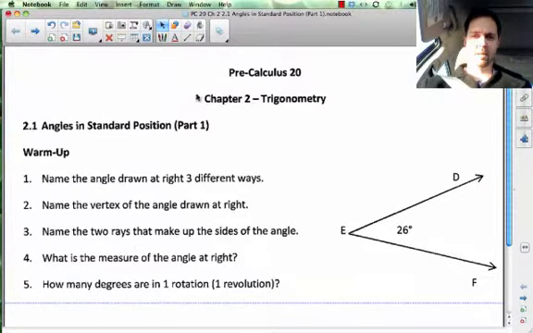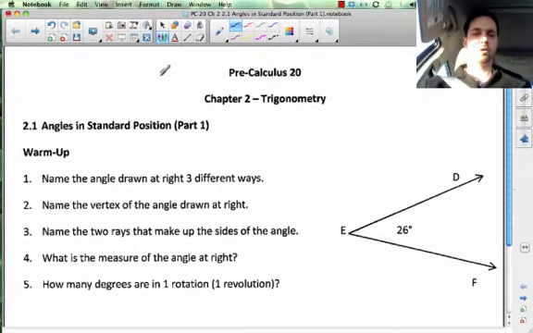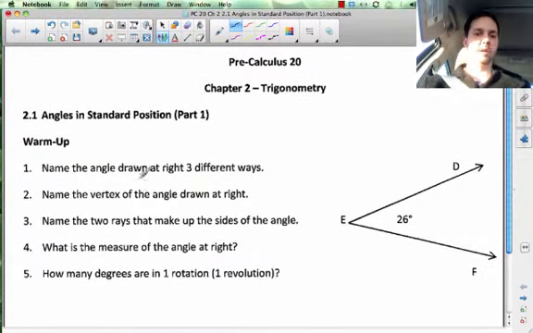Chapter 2 in Pre-Calculus. We're going to start looking at trigonometry, and we're starting with a review of writing angles in standard position and describing all angles based on the reference. So a quick little warm-up here just to refresh us. Name the angle drawn at right in three different ways.